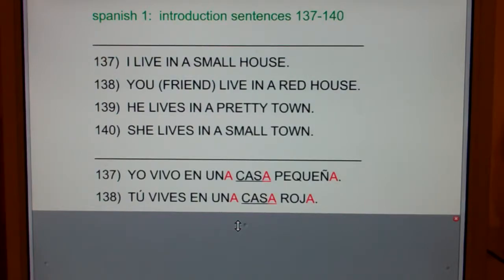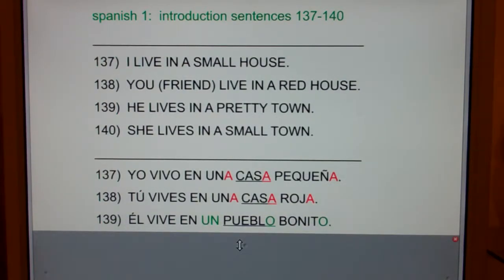139. He lives in a pretty town. Él vive en un pueblo bonito.